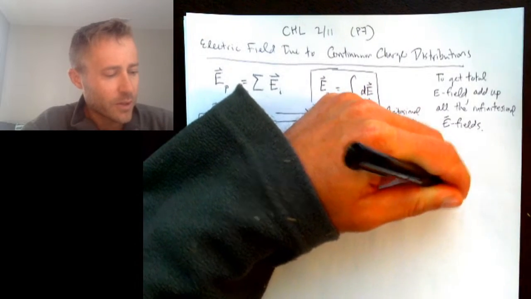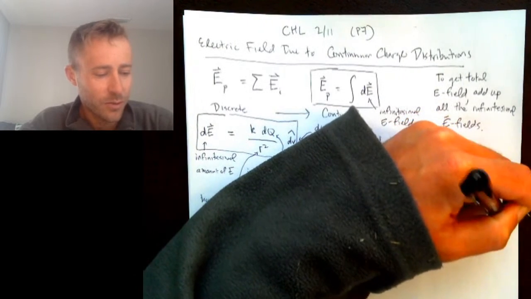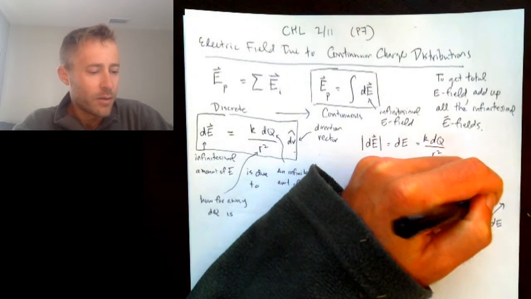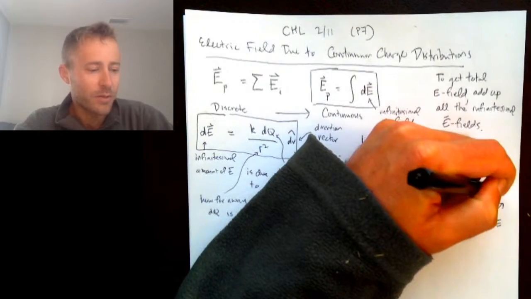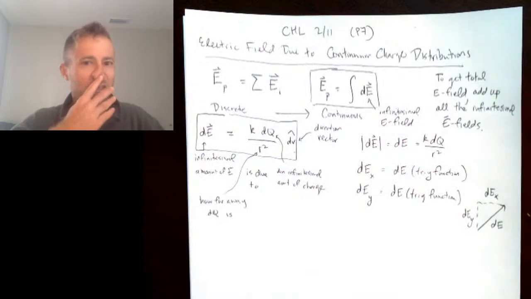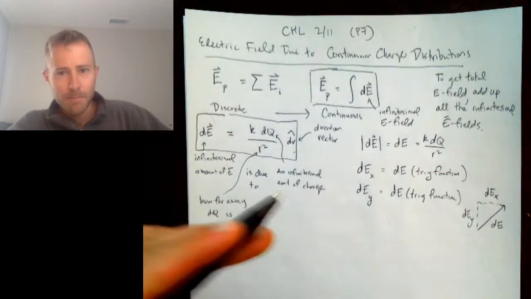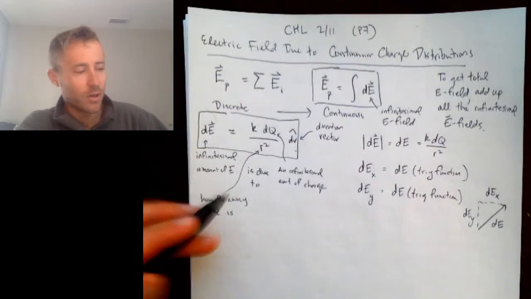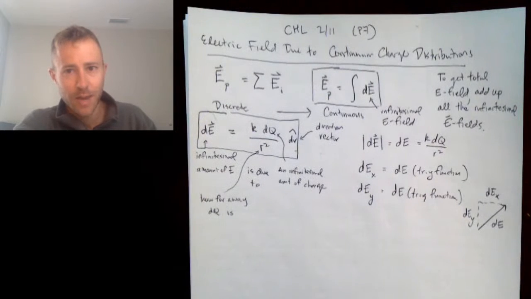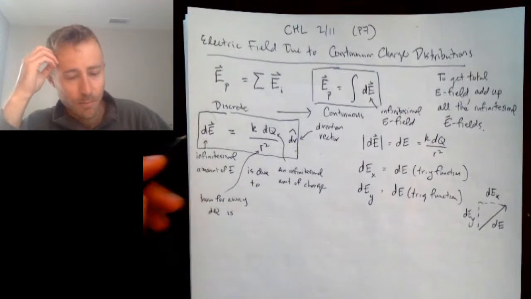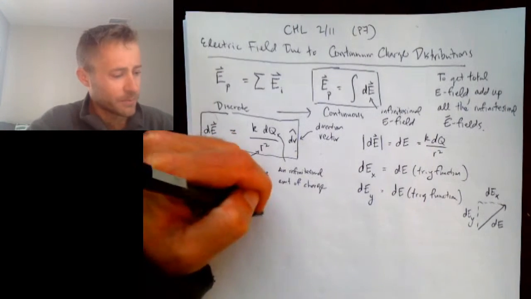So infinitesimal electric fields work just like regular vectors. Okay, so if this is your infinitesimal electric field and it has a size dE, then this is the x component of your infinitesimal electric field. This is the y component of your infinitesimal electric field. So what we're going to be doing today is finding an expression for dE, and then integrating it, so adding up all those infinitesimal electric fields to get the total electric field at some point. Okay? Now here's the good thing.